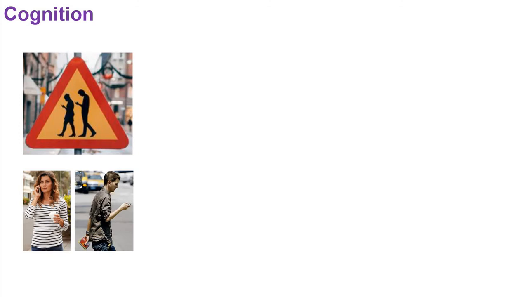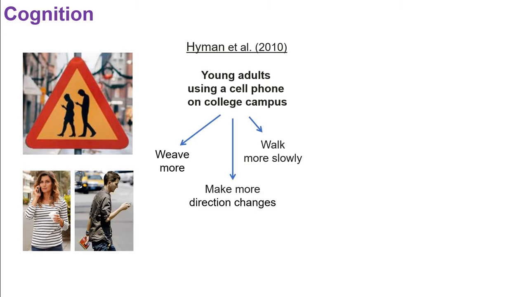More specific insights into the natures of mobility impairments that result from cell phone usage can be drawn from the work of Hyman and colleagues. In this study, young adults that were using their cell phones were observed as they walked around their college campus. Cell phone usage was associated with weaving more, walking more slowly, and making more abrupt direction changes. In this study, they also observed that cell phone usage was associated with an increase in the number of near collisions with other pedestrians, as well as an inability to notice unusual events in the surrounding environment.